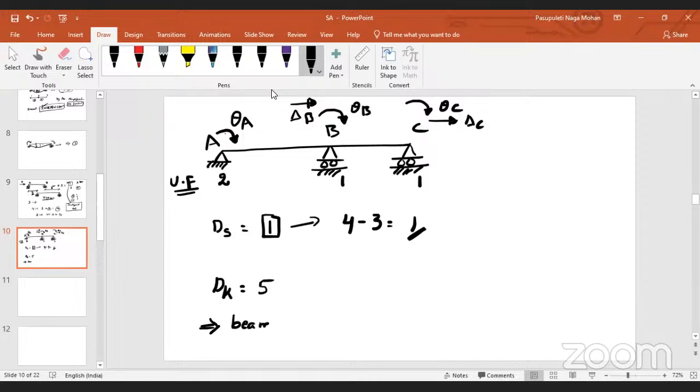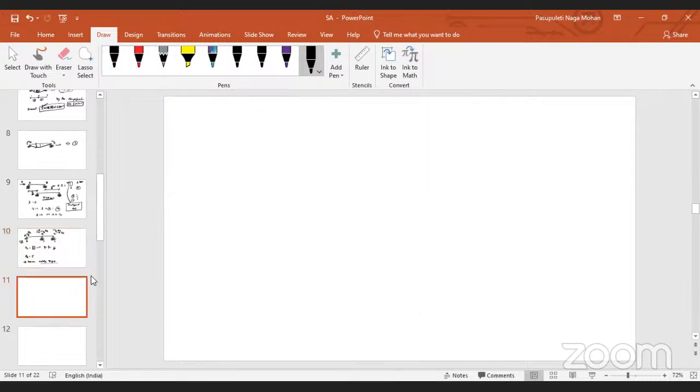Now, if I tell you that beams are axially rigid, what does it mean? What is meant by axially rigid? No displacement in the horizontal direction. Before coming to discussing this, let me give you one more example. The same example I will consider.